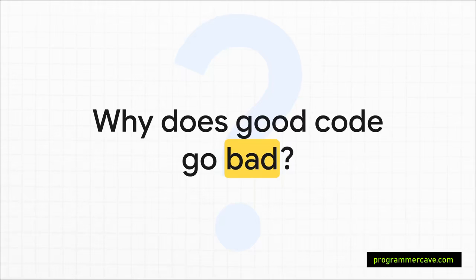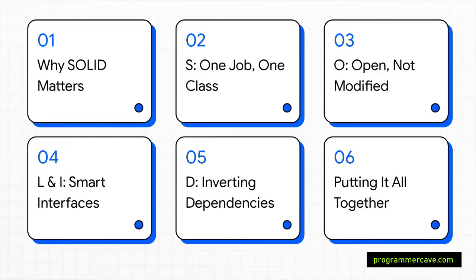You know the feeling, right? You start a project, it's beautiful, it's clean, and then a few months later, it's this tangled mess that you're afraid to even touch. Well, that's what we call code rot, and SOLID is basically the cure. So here's what we've got on deck. We'll kick things off with why SOLID even matters. Then we'll walk through each letter, S, O, L, and I, which we'll tackle together, and then D. And we'll wrap it all up by showing how these ideas lead to a super important pattern called dependency injection.